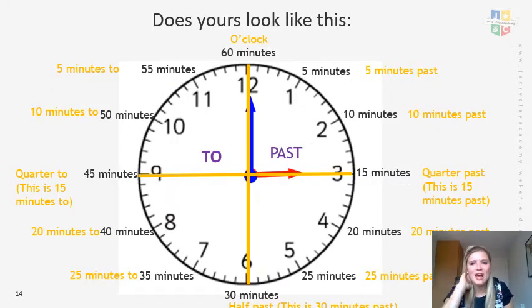Okay, so you should have now got something that looks like this. So you should have written 5 minutes past, 10 minutes past, quarter past, which is the same as 15 minutes past, 20 minutes past, 25 minutes past, half past, which is 30 minutes past, and then it should have turned to "to". So we should have 25 minutes to, because that's 25 minutes until it gets to the 12, 20 minutes to, quarter to, which is the same as 15 minutes to, 10 minutes to, and 5 minutes to until you get to o'clock. If you have done this, fantastic, you have worked so well on that, brilliant.